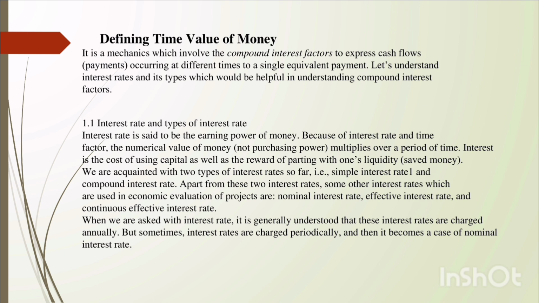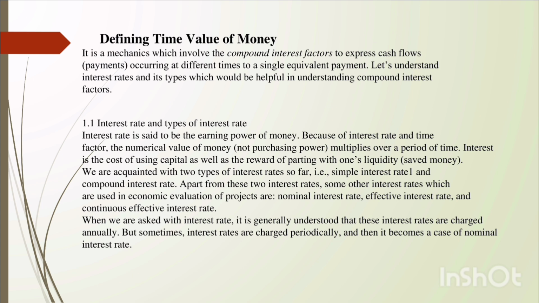Let's understand the interest rate and its types, which will be helpful in understanding the compound interest factor. Interest rate is said to be the earning power of money. Because of the interest rate and time factor, the numerical value of money multiplies over a period of time. It means the interest is the cost of using capital as well as the reward for parting with liquidity of saved money.